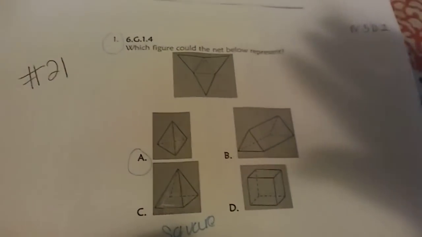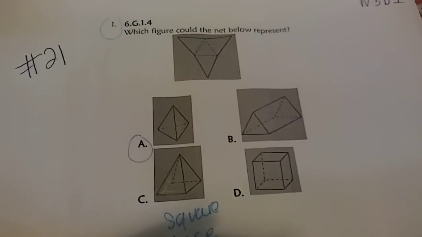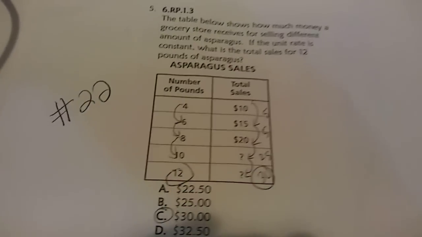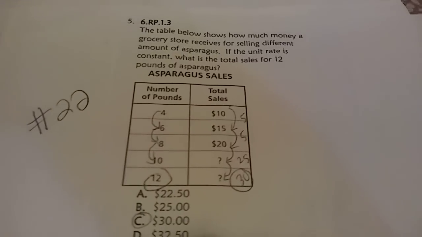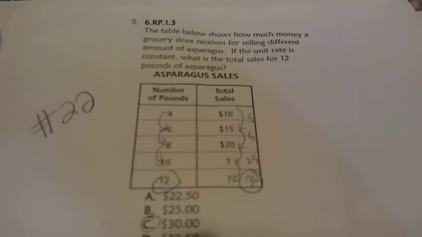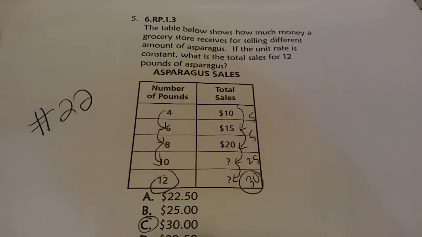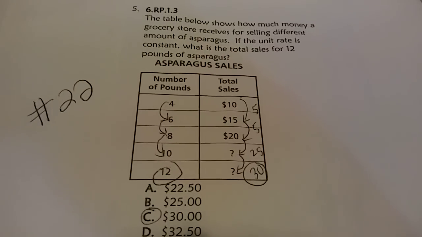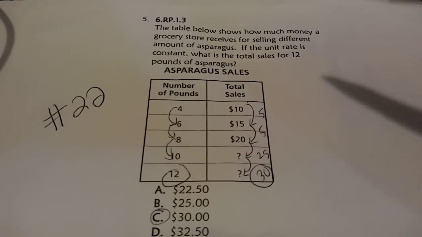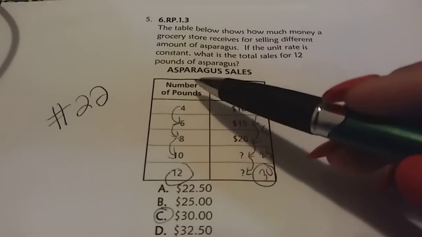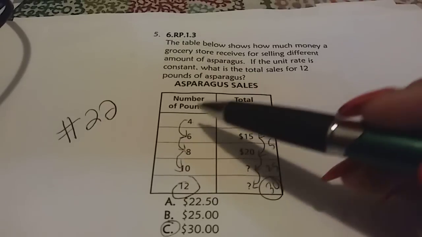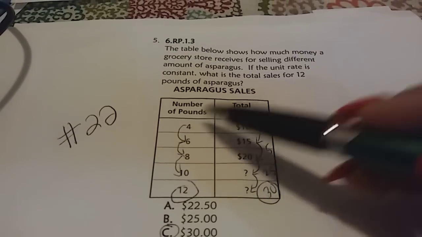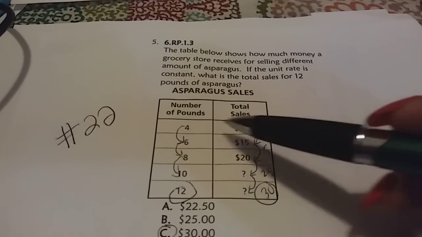Make sure you look at the base and the sides. Let's go ahead and try number 22. I wrote on this one already, but hopefully you understand it. The table below shows how much money a grocery store receives for selling different amounts of asparagus. If the unit rate is constant, what is the total sales of 12 pounds of asparagus? So it's letting you know that this is a constant rate. So there's no relationship that we can point off the top of our head that goes from the left to the right, from X to Y.